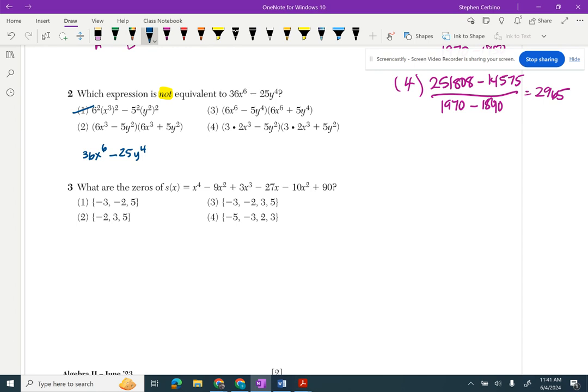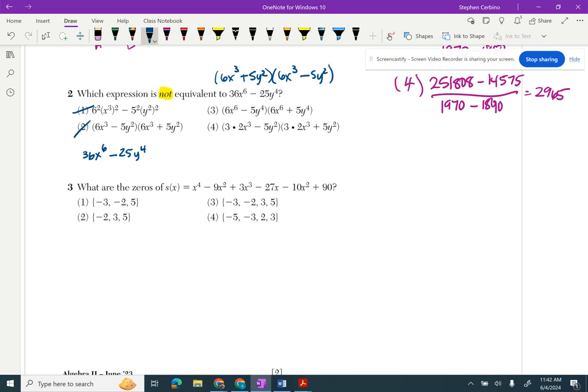To determine if choice 2 is the same or not, I'm actually going to use factoring. This can be factored using difference of two squares. So I can get 6x cubed, because that's what would multiply to itself to make 36x to the sixth. We get a plus and a minus. And then what multiplies to itself to make 25y to the fourth would be 5y squared.